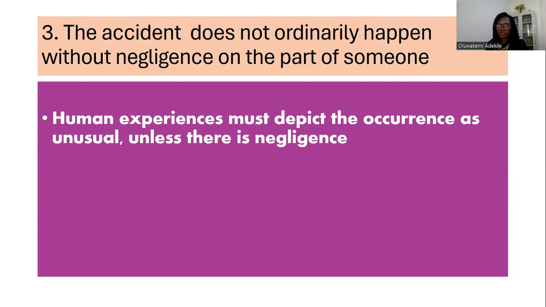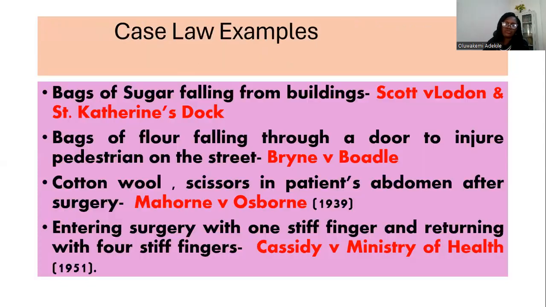And by the time they go for surgery, they have lost both eyes, or they go to surgery with one stiff finger and they come out with 5 stiff fingers. So the court must be satisfied that what has happened is something that ordinarily does not happen if there is no negligence. Then that is the only basis for the third principle to apply. Case law examples would give us clearer illustrations.